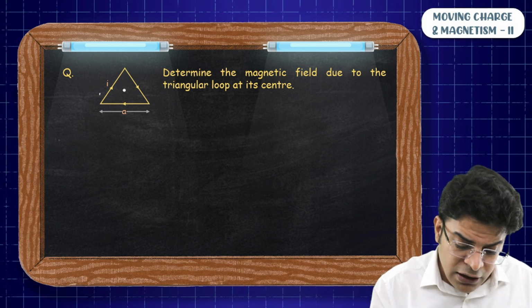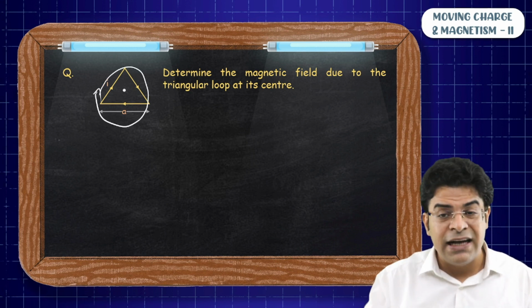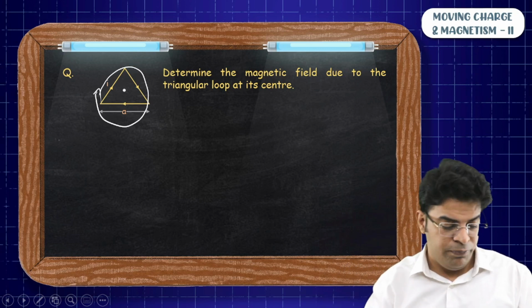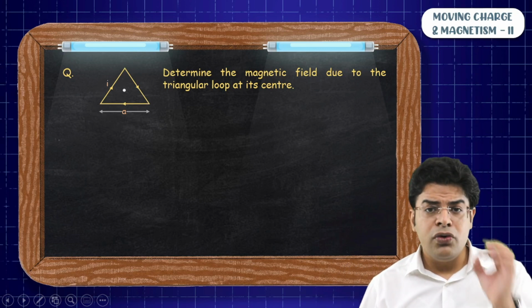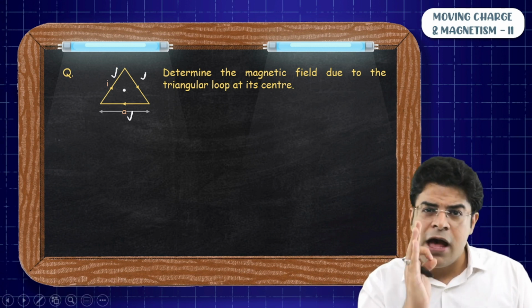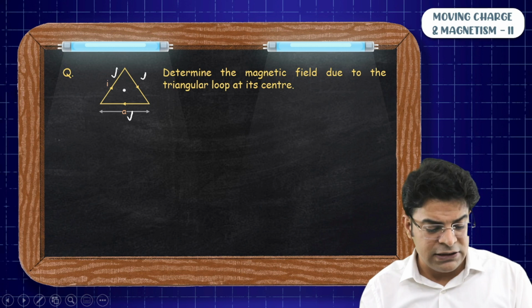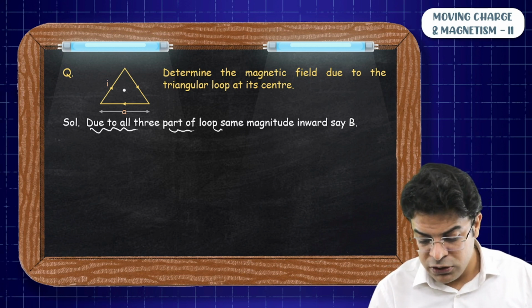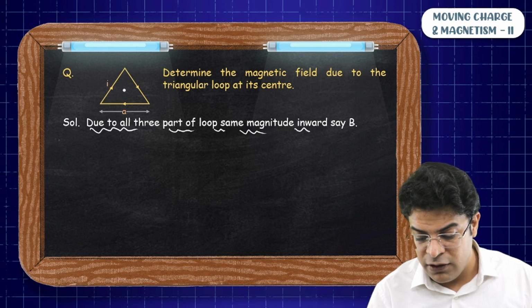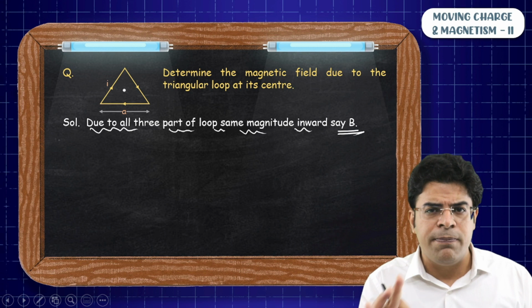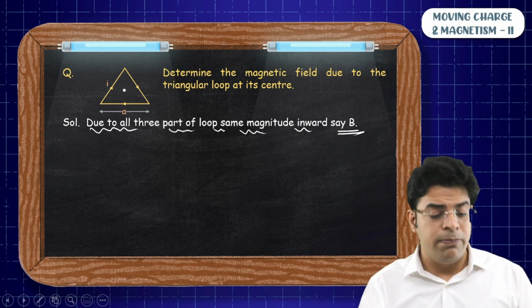Now curl the fingers of the right hand in the sense of current, that is clockwise current. So the direction of magnetic field at the center will be inward. Now due to symmetry, each part will contribute the same amount to this magnetic field at the center. So due to all three parts of the loop, we get the same magnitude inward. Let's say the magnitude of magnetic field due to every part in the inward direction is B.